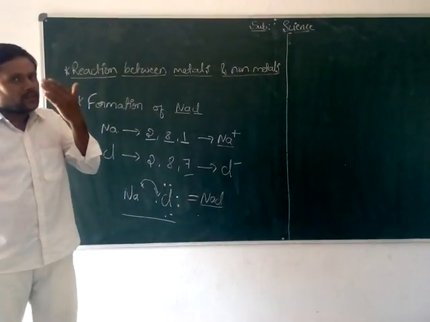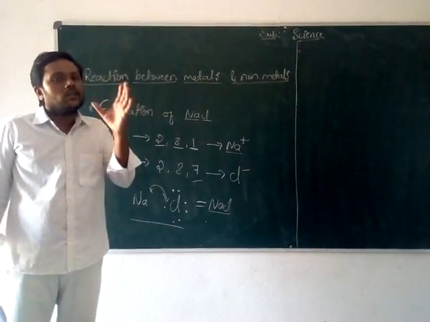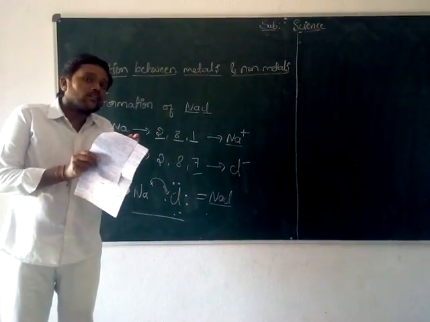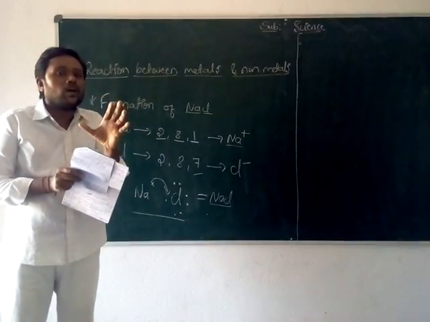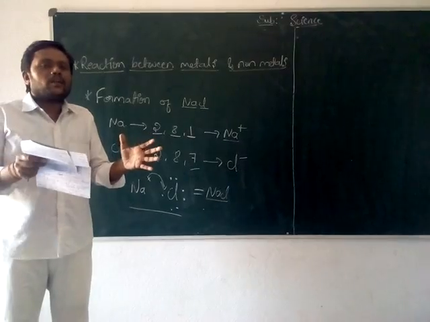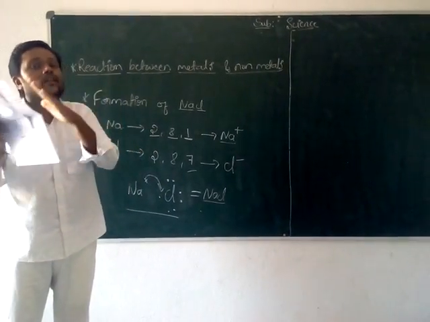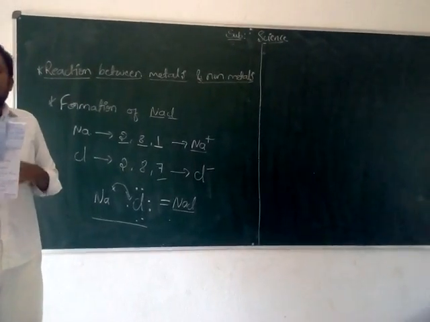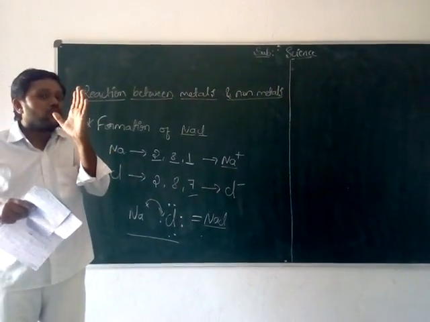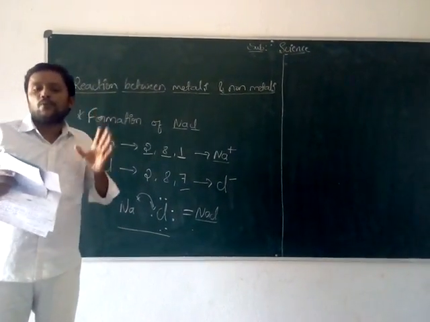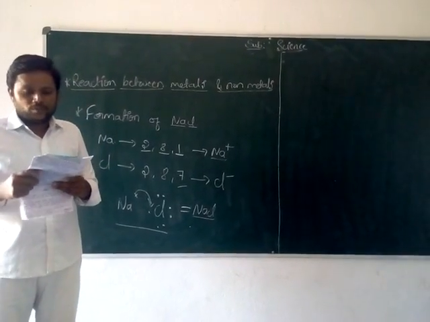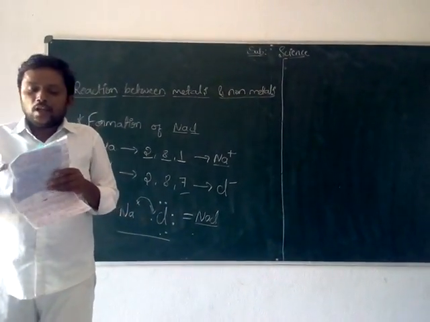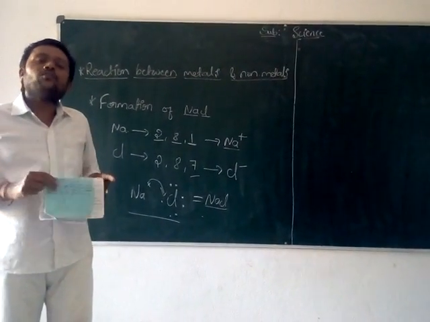If in any compound, one electron or two electrons, or any number of electrons, are transferred from one element to another, from one metal to a non-metal, then that type of compound is called an ionic compound. And in NaCl, the oppositely charged ions attract each other, helped by the electrostatic force of attraction.